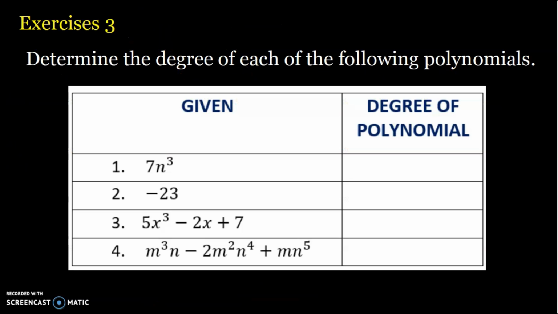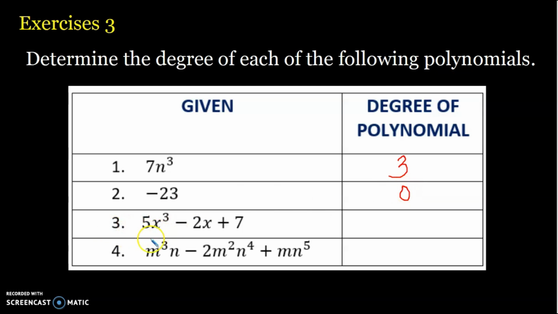Okay, the next slide is the continuation, and it has the exercises. So, we are going to determine the degree of the polynomial given. Okay, for the first one, the given is 7n cubed. Take a look at the exponent of the variable. Rule number 1 says, kung ano exponent ng variable ay siyang degree ng polynomial. So, 3, therefore, the degree is 3. The next one is negative 23, a constant. The degree of any constant term is 0.